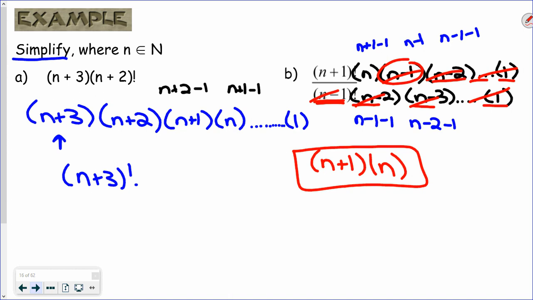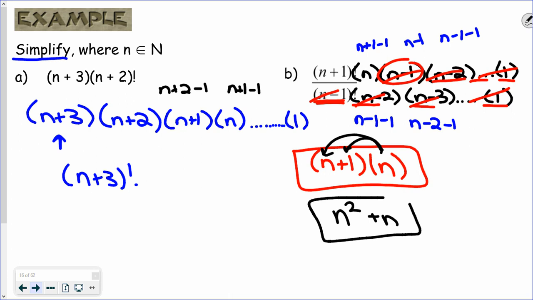If you had to multiply that, just remember your distributive rules. You multiply into the brackets. N times n is n squared. 1 times n is an n. And that is just it being multiplied out. Same answer, just different ways of expressing it.